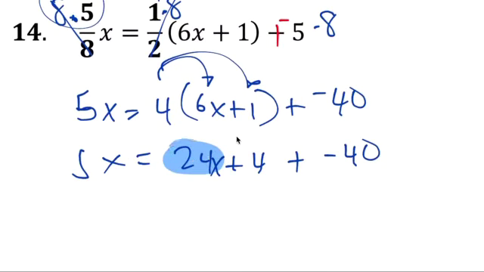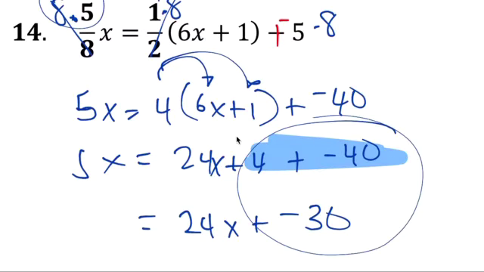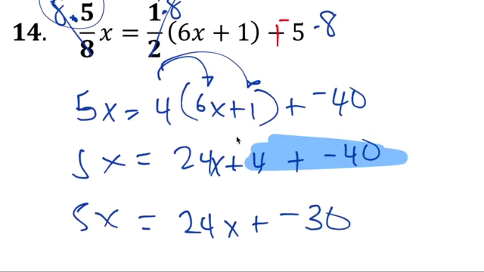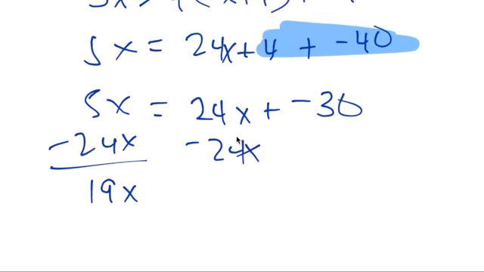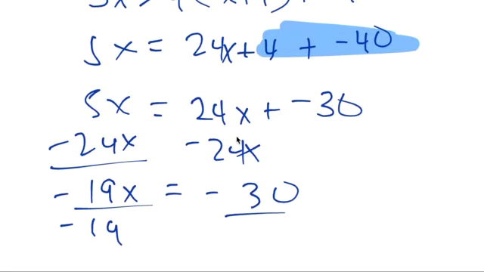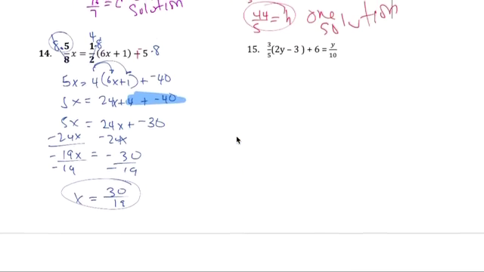Combine these, they're alike. Nope, that's not it. These two are alike. You combine them to get a negative 36. So these two gets a negative 36. Make 24 equal to 0 by minusing 24. You get negative 19x equals to negative 30. Divide by negative 19. x equals positive 30 over 19. And that's how you do that one.